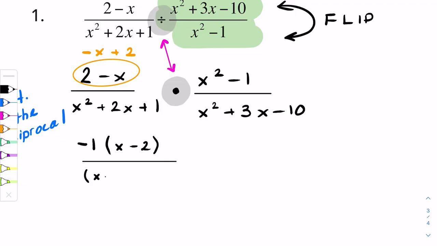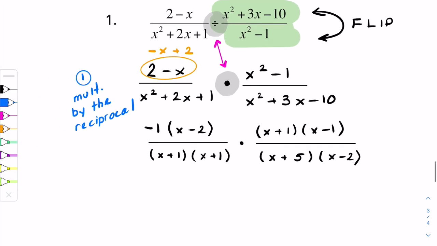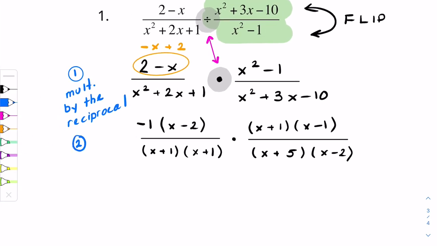My first denominator factors to (x plus 1) times (x plus 1), multiplied by the second numerator, which factors to (x plus 1) times (x minus 1). And the last denominator factors to (x plus 5) times (x minus 2). This is the second step listed above, and the second step says to factor.